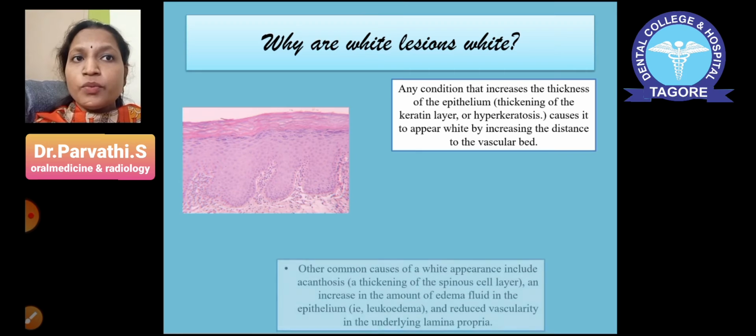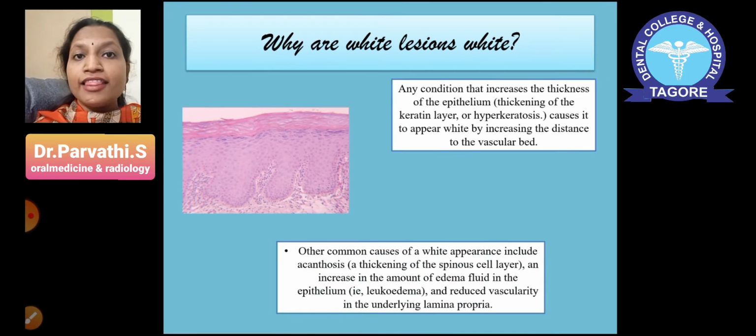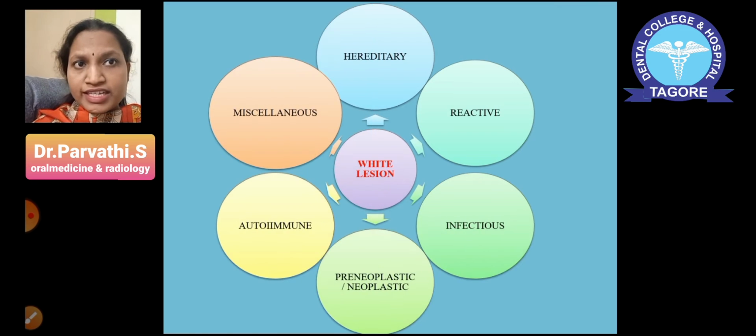The other reasons why white lesions appear white are acanthosis, meaning an increase in the spinous layer, an increase in the amount of edema in the epithelium, or reduced vascularity. So these are some of the categories of white lesion: hereditary, reactive or inflammatory, infectious, pre-neoplasia or neoplasia, autoimmune disorder, and miscellaneous. So we'll see the most important white lesions in the oral cavity.